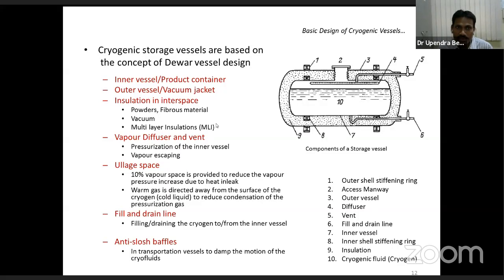And the next one is the diffuser, the vapor diffuser and vent. These are needed for venting the gas and also sometimes pressurizing the container. So that is pressurization of the inner vessel and venting the vapor generated in the container. Apart from that, another part one has to consider is the ullage space. Unlike all other containers, cryogenic containers are designed for 10% vapor space. That means the liquid should be filled up to 90% of the inner container, keeping some 10% space that is known as the ullage space.